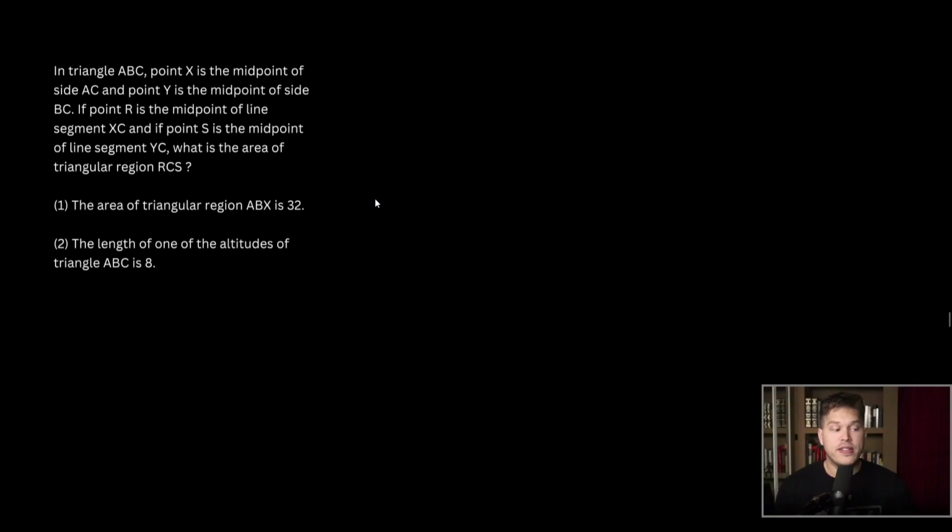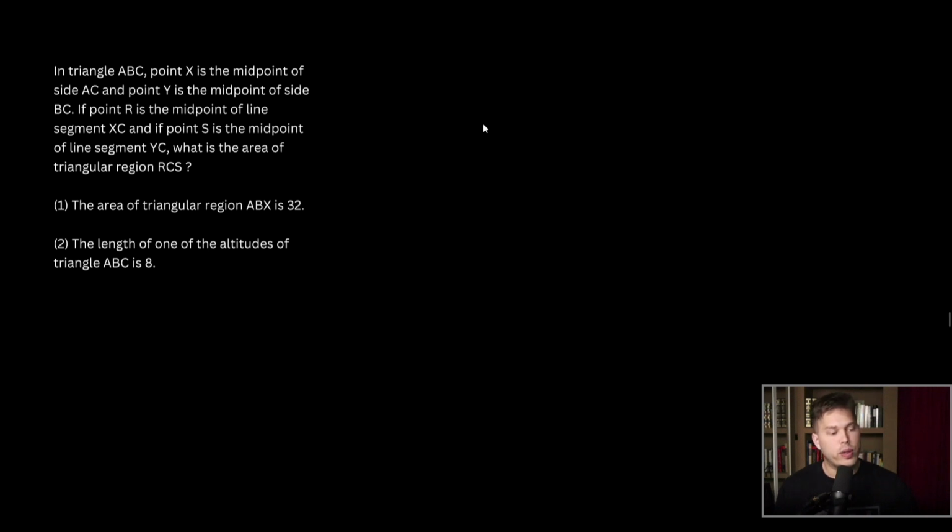In triangle ABC, point X is the midpoint of AC, Y is the midpoint of BC, R is the midpoint of XC, S is the midpoint of YC. So what is the area of the triangular region RCS?